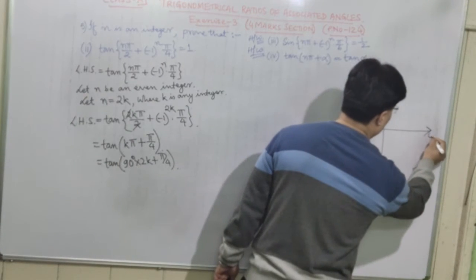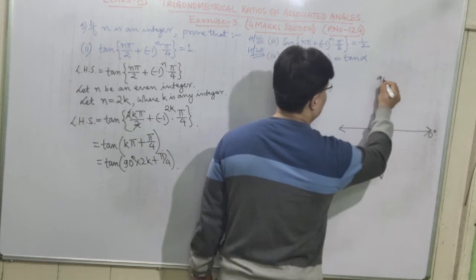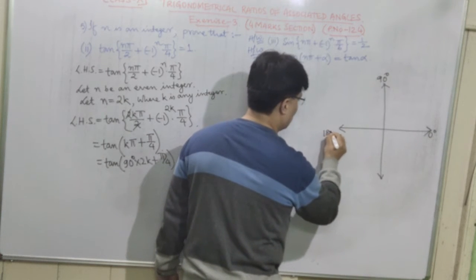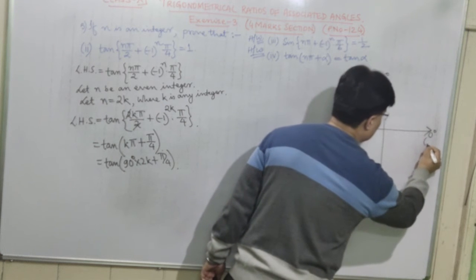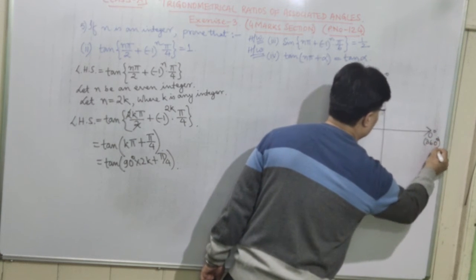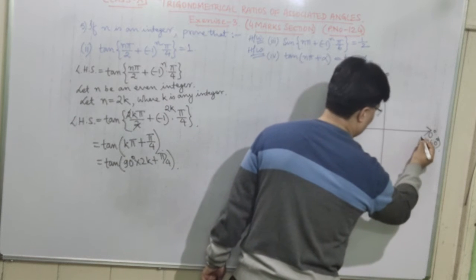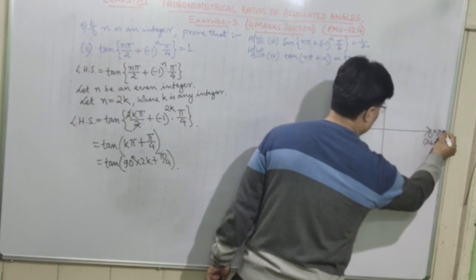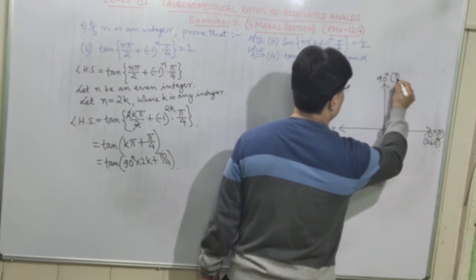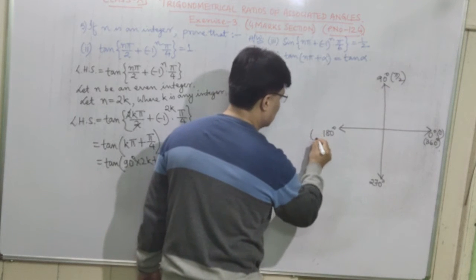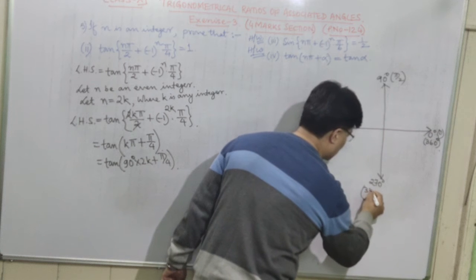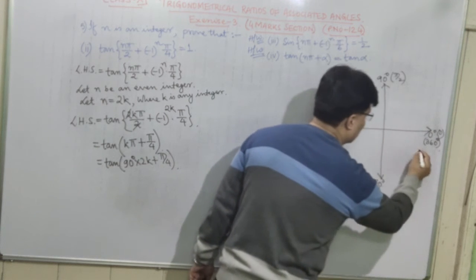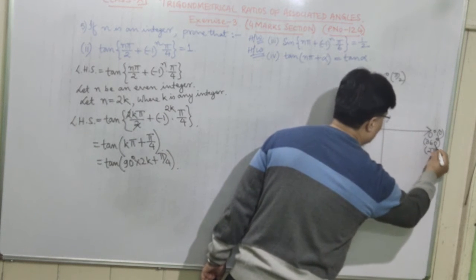So this is your 0 degree, this is your 90 degree, this is your 180, this is your 270, and this is your 360 degree. It will coincide with 0 degree. That means in terms of radian it is 0, in terms of radian it is pi by 2, in terms of radian it is pi, in terms of radian this 270 degree is 3 pi by 2, in terms of radian 360 degree is 2 pi. You know that, isn't it?